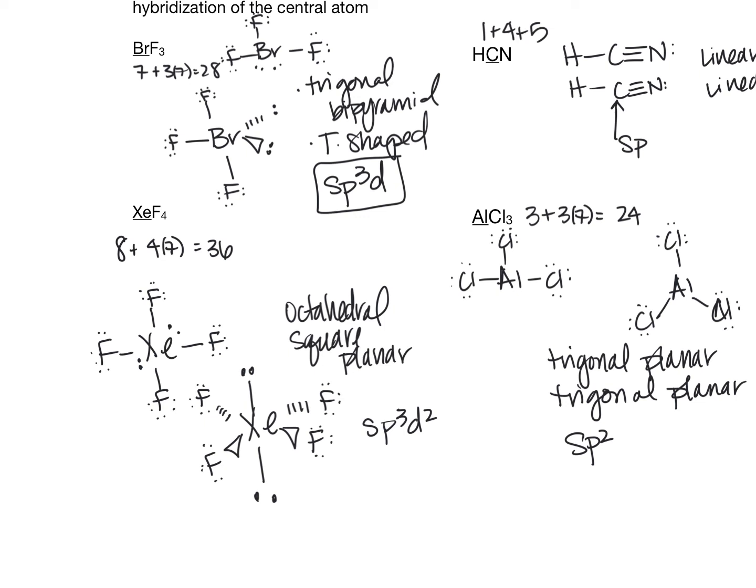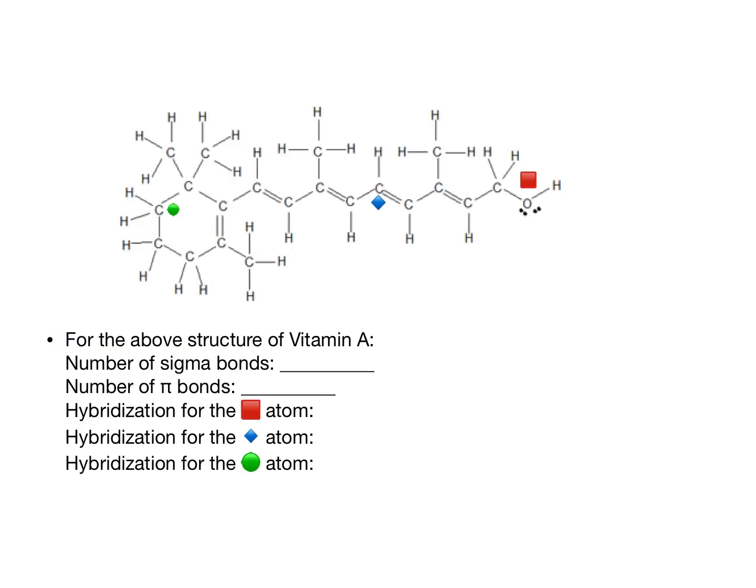So let's look at another slightly different example. This is the structure for vitamin A, and it's asking us to do 5 things. What are the number of sigma bonds? What are the number of pi bonds? What is the hybridization of 3 different atoms? In this case, I'm going to start from the bottom. So the hybridization for the green atom, which we see here, it has a steric number of 1, 2, 3, 4, which means that it has to be sp3. It's also tetrahedral. So when we look at the one with the diamond, we see 1, 2, 3 things connected, which makes it trigonal planar, which also means that it has to just be sp2.